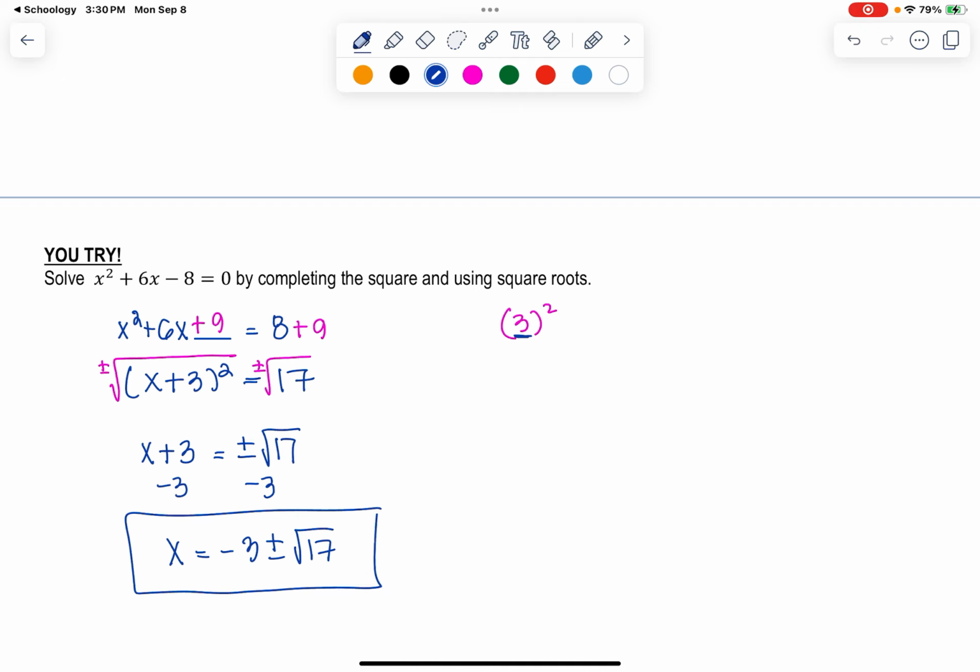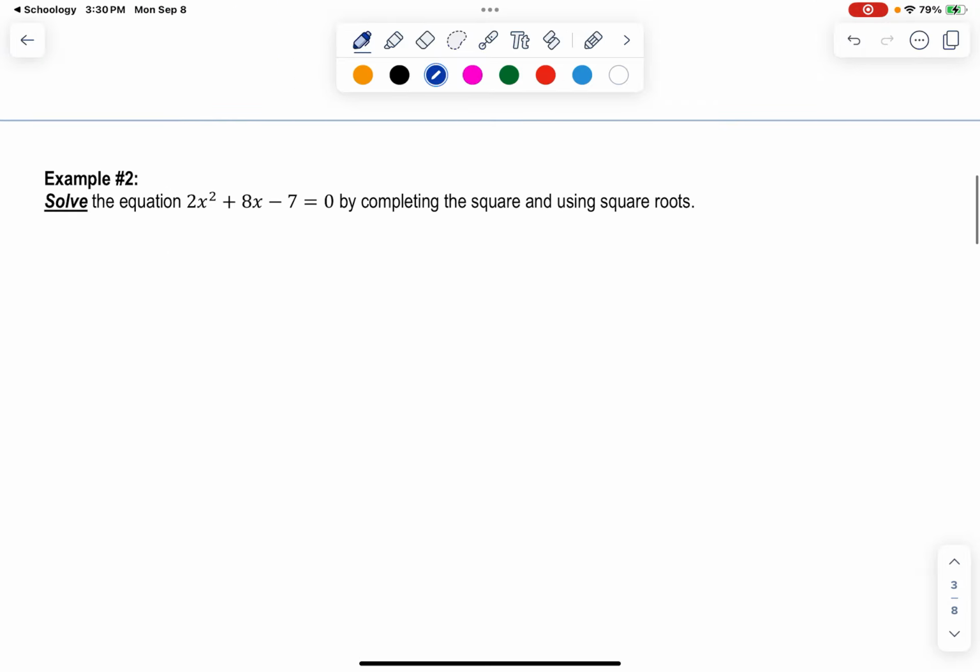Okay, now. All right, we have one more problem, and then there are, I think, 8 for you to try for practice. So this one is a little bit different because this one does have an a value other than 1. So it's not much different. You just have to start by getting the a value to be 1. So you're going to divide by 2. But when you're dividing this side of the equation by 2, you have to do it to the other side. And then you also have to remember to divide every term by 2. So we have x squared plus 4x minus 7 halves equals 0.